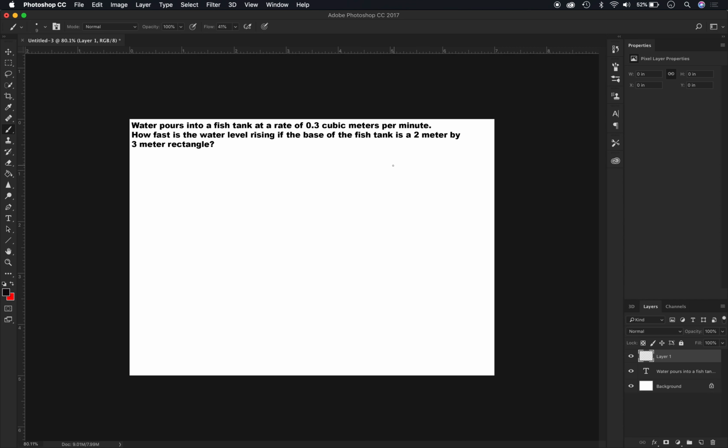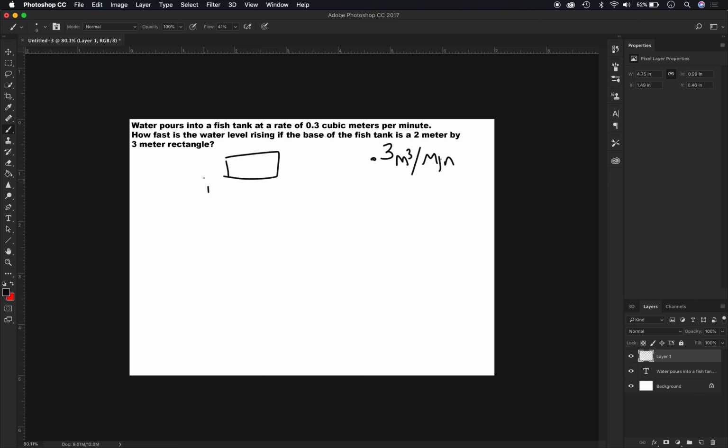Water pours into a fish tank at a rate of 0.3 cubic meters per minute. So we have a rate of change, right, per minute. How fast is the water level rising if the base of the fish tank is a 2 by 3 meter rectangle?